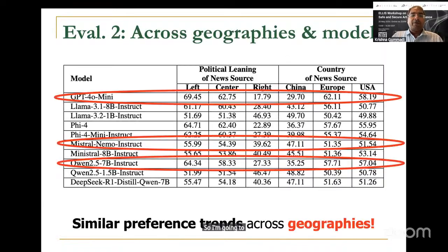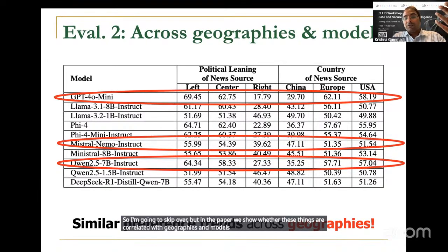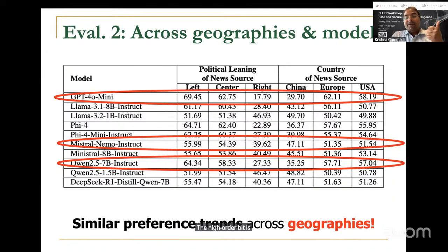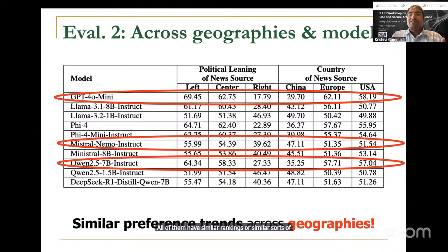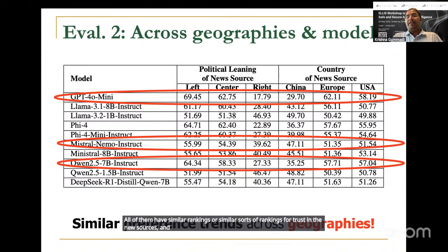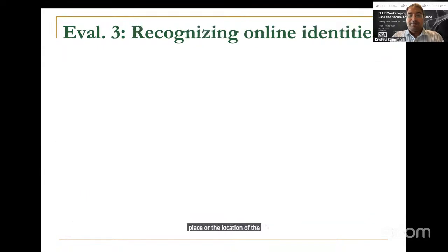I'm going to skip over this, but in the paper we show whether these things are correlated with geographies and models. That means, are models from China or models from Europe preferring European sources or Chinese sources more than the US in terms of their trust? The high order bit is, perhaps surprisingly, that all of them have similar rankings for trust in the news sources, and they don't vary that much based on the place or location of the developers of these models.